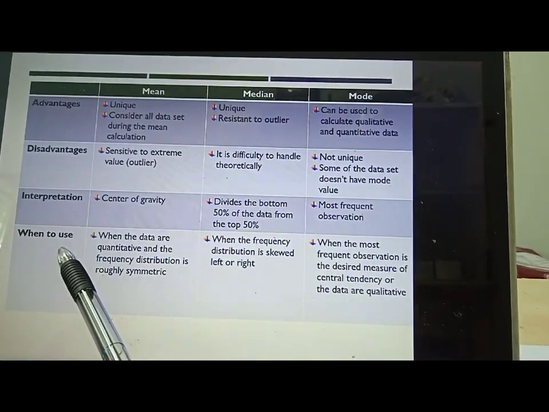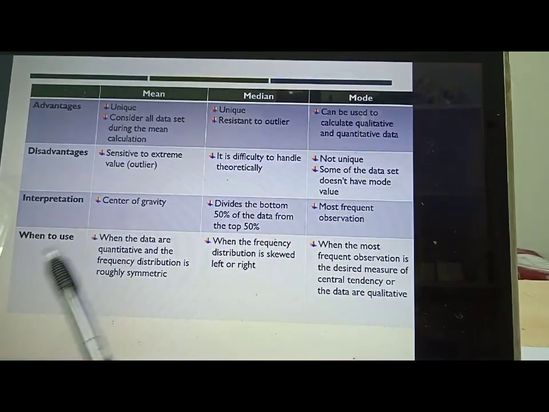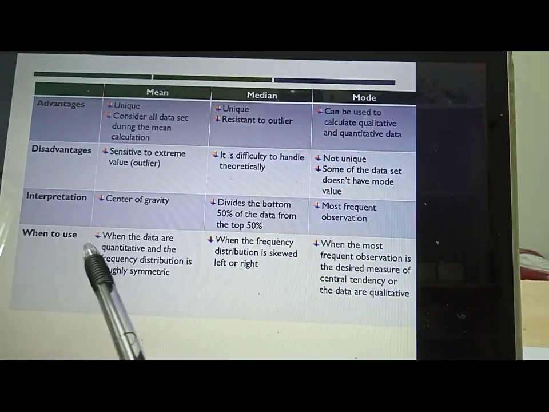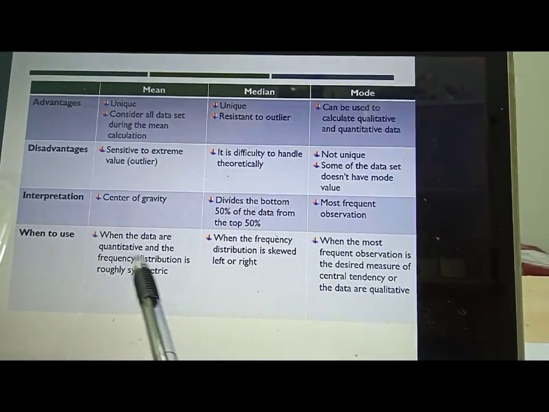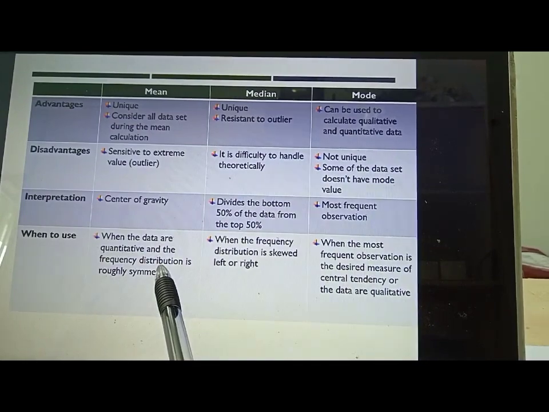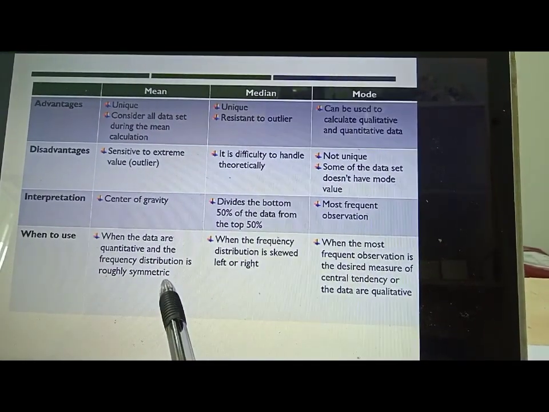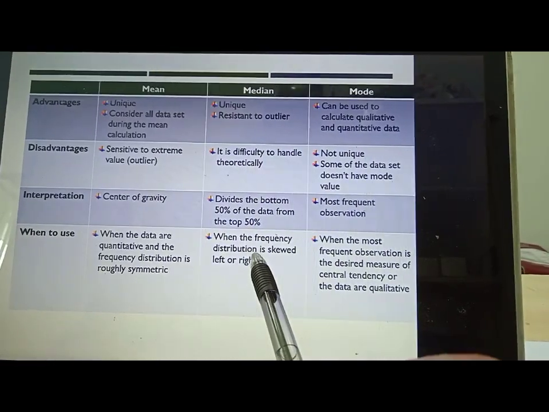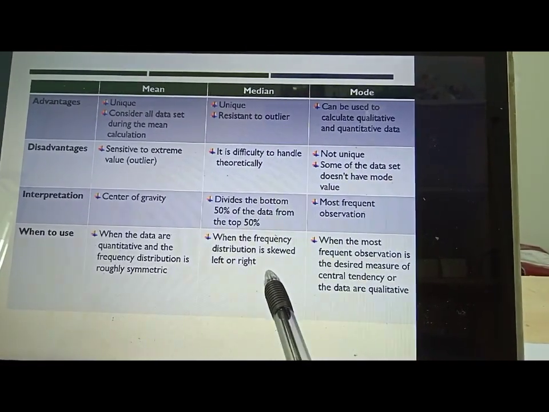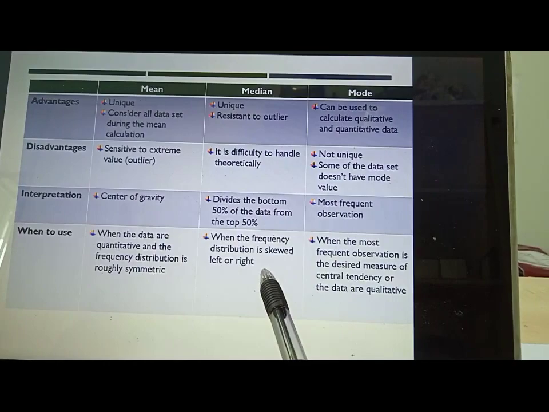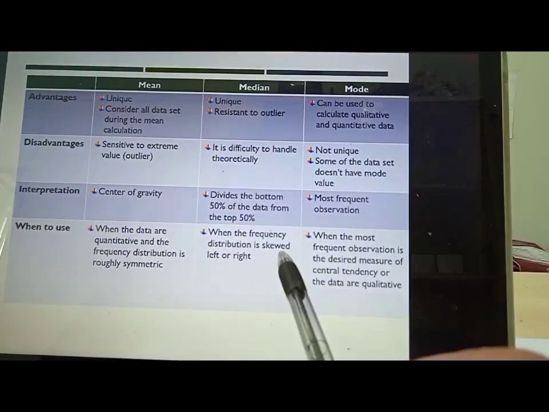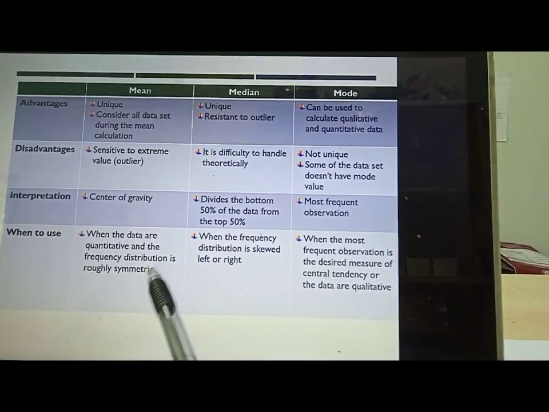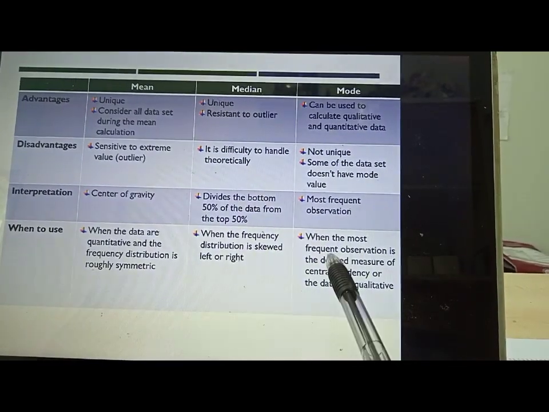Okay, now when to use each characteristic. So when do we use mean? When the data are quantitative and the frequency distribution is roughly symmetric. Okay, when to use median? When the frequency distribution is skewed to the left or right. Symmetric, skewed.